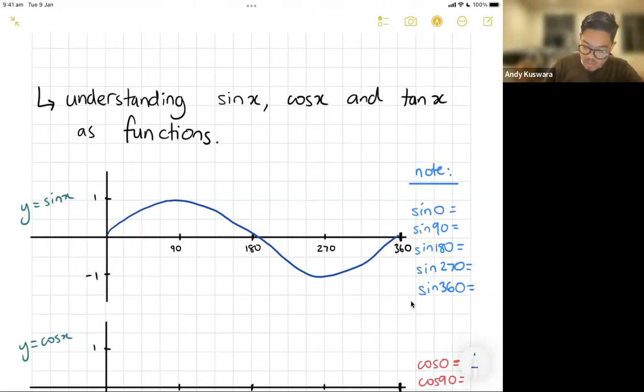Now just a couple of things to note here. I'm not going to do it for all of them, but we know sine 0, you can see here, is going to be 0. Sine 90, I can see that's going to be 1. Sine 180, we're back to 0. Sine 270, we're down at -1. And sine 360, we're back at 0. It just shows you a little bit of what's going on.